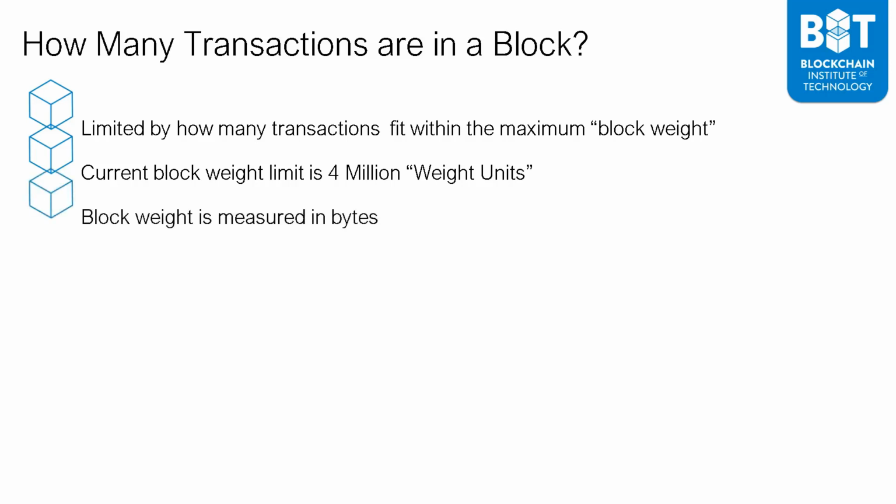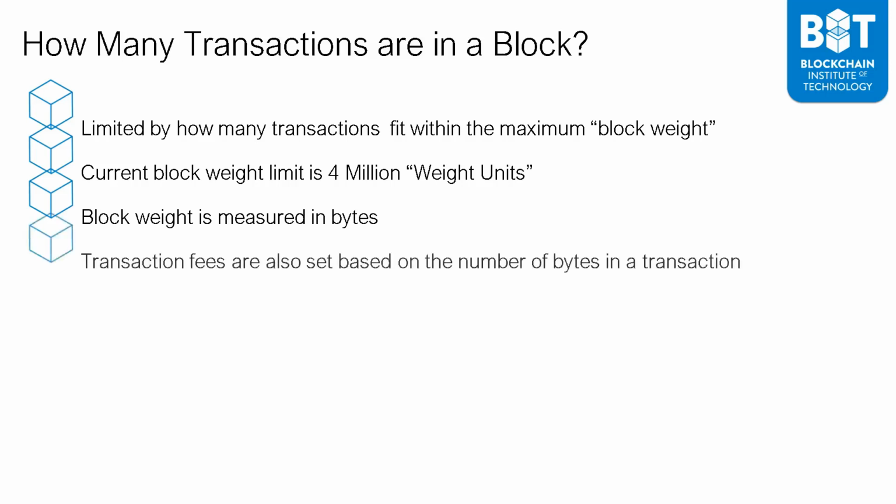Now, the block weight is measured in bytes. This is actually the equivalent of when you have a file. A file can be 50 kilobytes, 1 megabyte, 5 gigabytes. Well, specifically, bytes are the units for the size of a file. Transactions have a certain number of bytes, and the block weight is measured by how many bytes in total are within that block. Now, the transaction fees are also set based on the number of bytes in a transaction. Sometimes people think that, just like in money, the more money you send, the higher the fee you have to pay. That's not the case in Bitcoin.